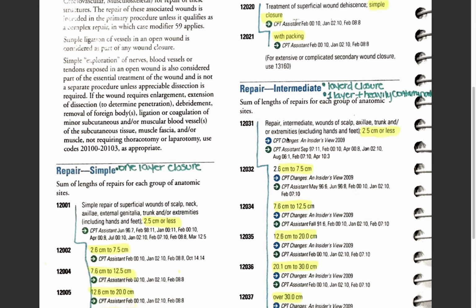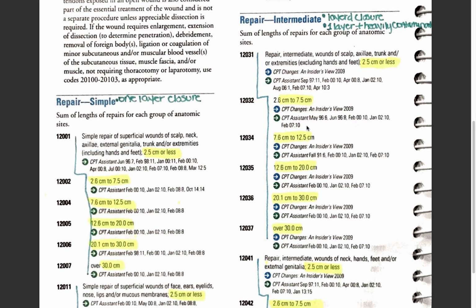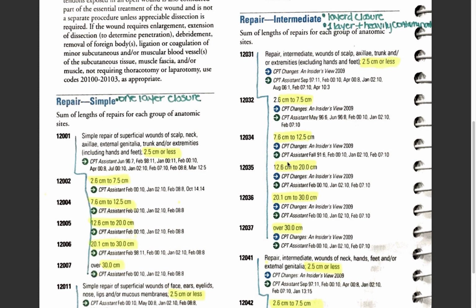Next, we're going to code our intermediate, and we're going to look for our body area for the arm, which is included in the extremities here, and then for the chest, which is also in the same code, so we can add them together. When we add the arm and the chest together, it adds up to 16 centimeters. So our code is 12035.